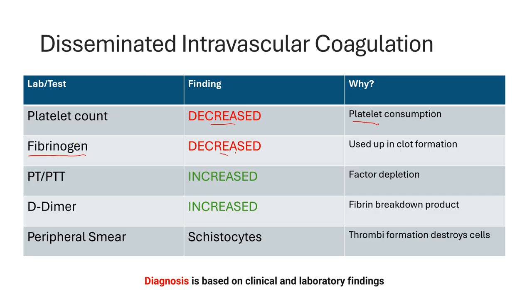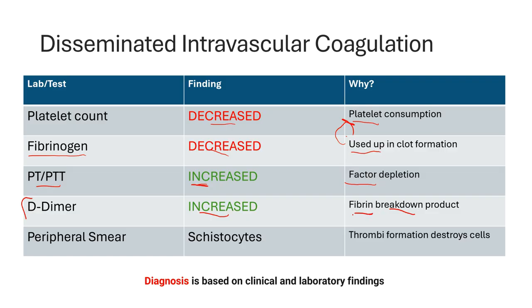Fibrinogen will be low, as this is typically used up to form these clots. PT and PTT are going to be increased because we no longer have factors. We run out of factors from production in our liver. Thus, this leads to elongation of the PT and PTT. D-dimer should also be elevated due to the breakdown of fibrin.